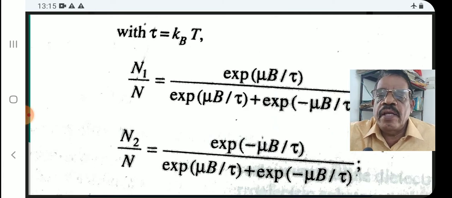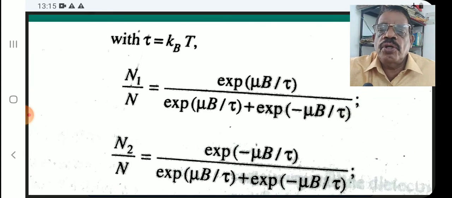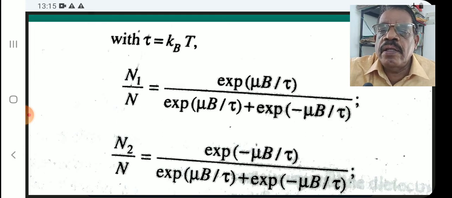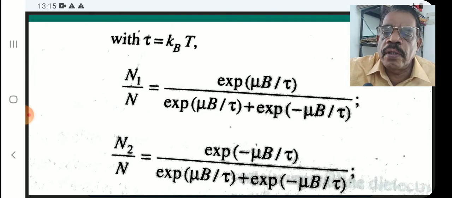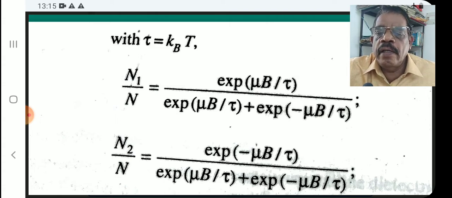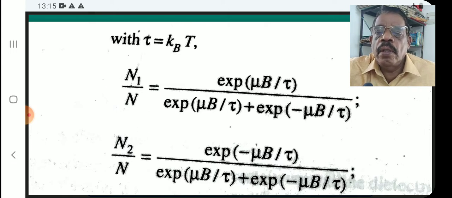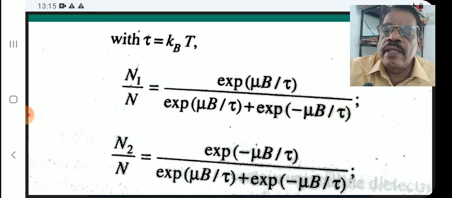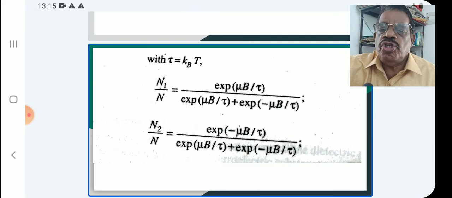It is given by N1 by N is equal to, this is from the Fermi-Dirac distribution function, e raised to mu b B by tau divided by e raised to mu b B by tau plus e raised to minus mu b B by tau. That is N1 by N. And similarly, N2 by N is e raised to minus mu b B by tau divided by e raised to mu b B by tau plus e raised to minus mu b B by tau. In all cases, tau is taken as kB T, Boltzmann's constant times temperature.